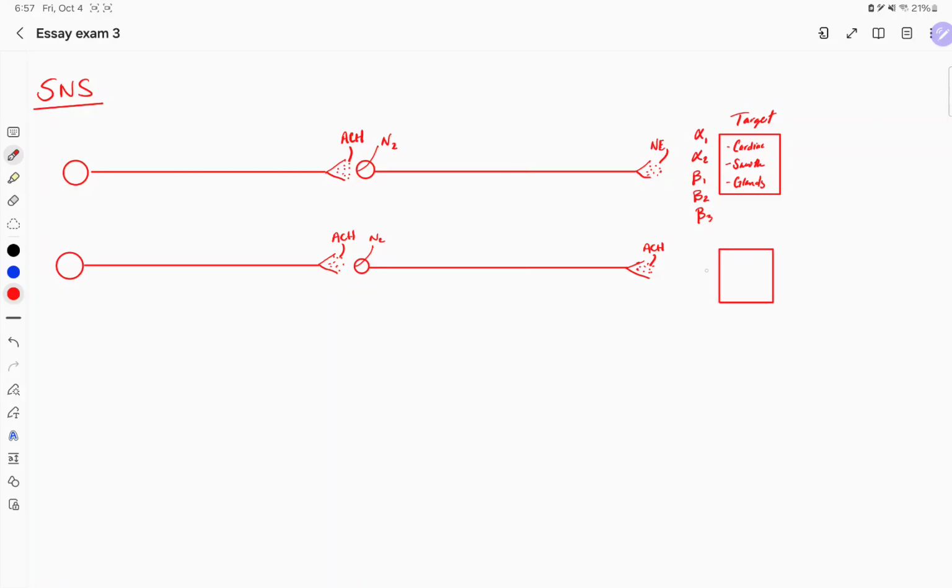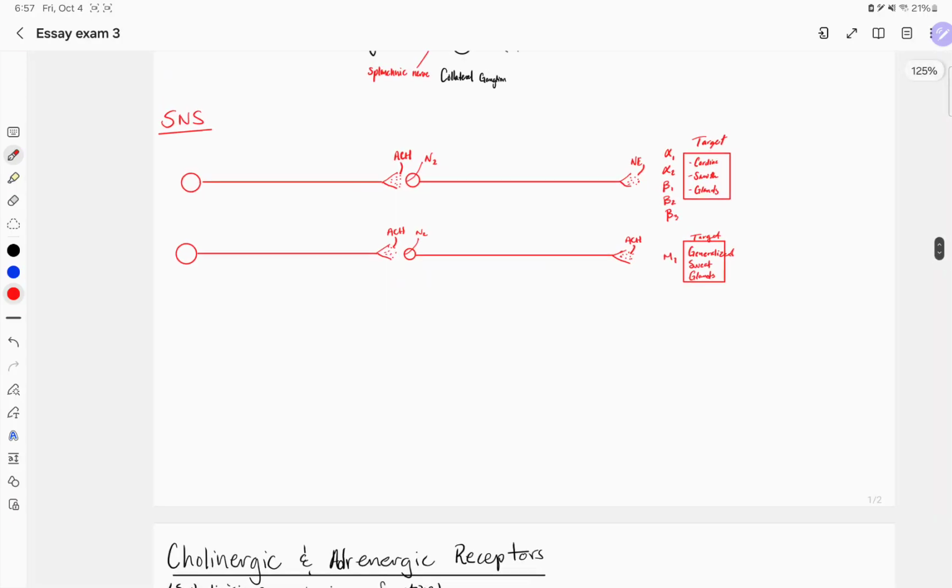And the receptors that will respond to this acetylcholine on this target effector will be muscarinic 1 receptors, or M1. And that is going to specifically be associated with the generalized sweat glands throughout the body. So this is going to increase sweating.